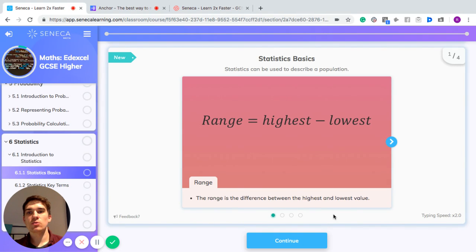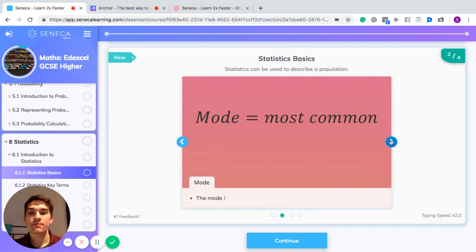In this episode, we'll take a first look at statistics by looking at the statistics basics session. So, statistics can be used to describe a population. Some of the ways in which you can do that is, first of all, using a range. Now, the range is the difference between the highest and the lowest value in a set of data.